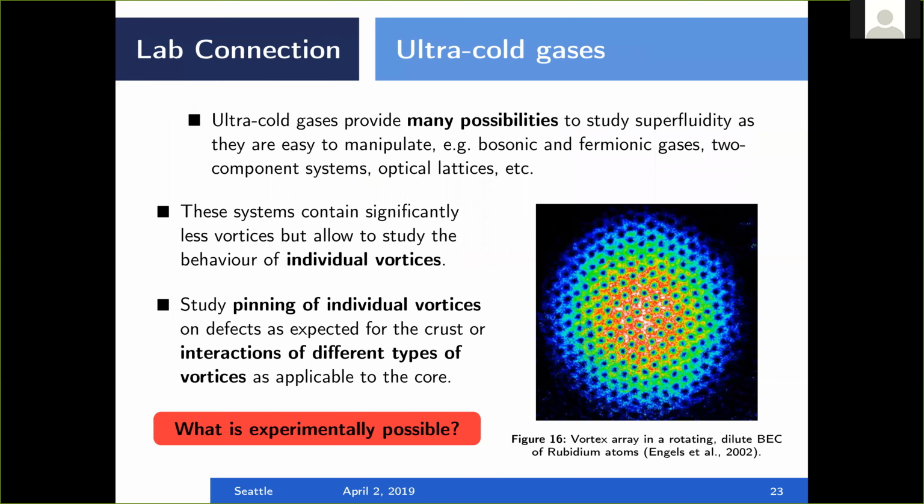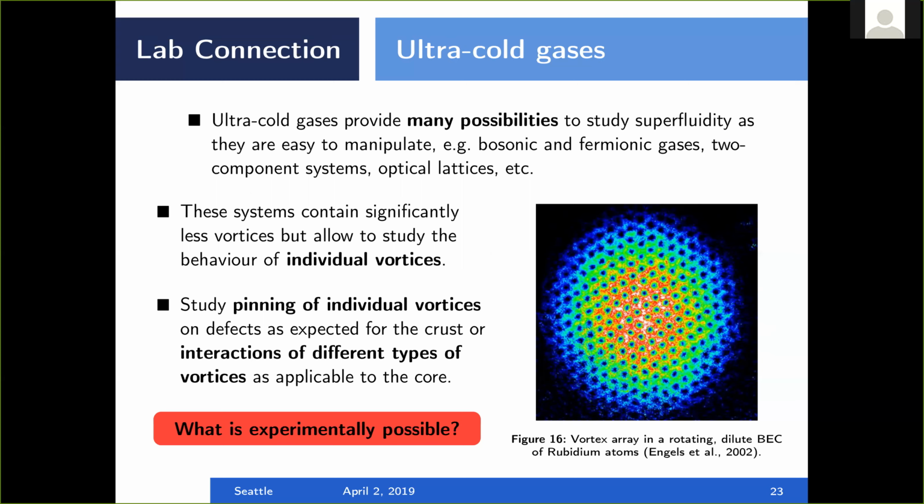We've heard a lot about ultra-cold gases. Well, I think the main thing is that you have a lot of possibilities. The main thing we should be careful about is that this is a typical snapshot, and we have maybe several hundred vortices. We have a lot more in the neutron star case. So while you can definitely study individual vortex physics, it's not clear how you can generalize this and scale it up to larger scales.